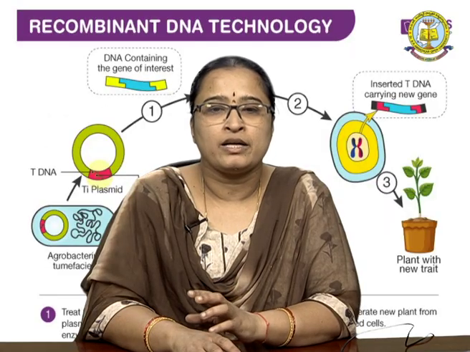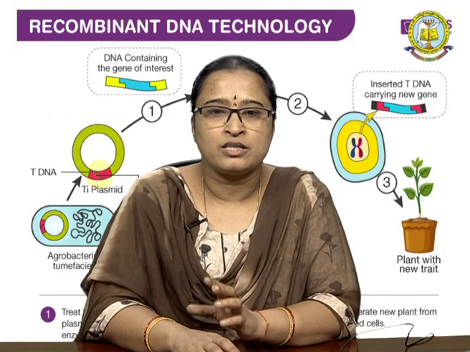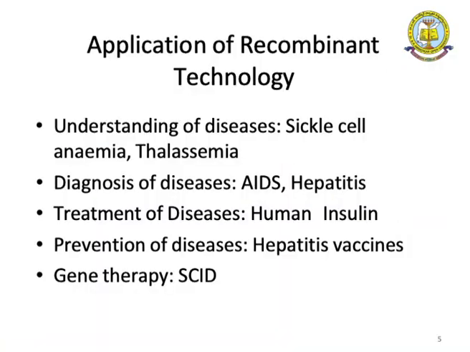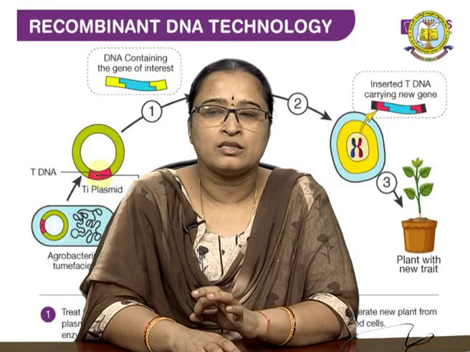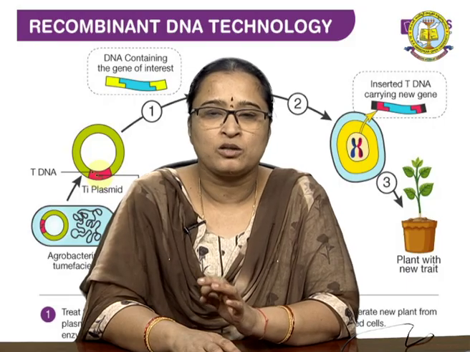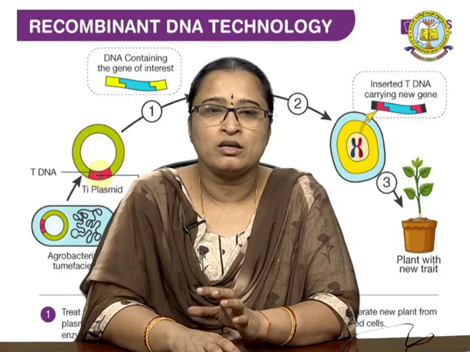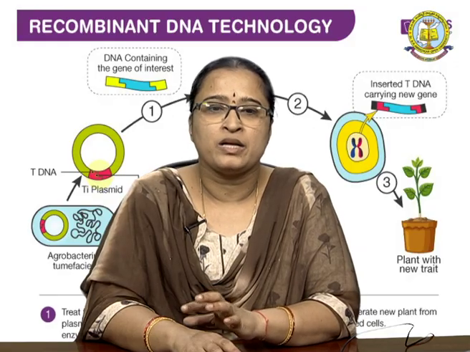The applications of rDNA technology: first, understanding the disease, for example sickle cell anemia, thalassemia, like that. Then diagnosis of diseases, such as AIDS and hepatitis. Then treatment: human insulin is a treatment for diseases using rDNA technology. Prevention: the hepatitis vaccine is a prevention. And what is the therapy? SCID is the therapy. Coming to the technology, vaccine preparation, gene cloning, and gene jumping are utilized in this recombinant DNA technology.